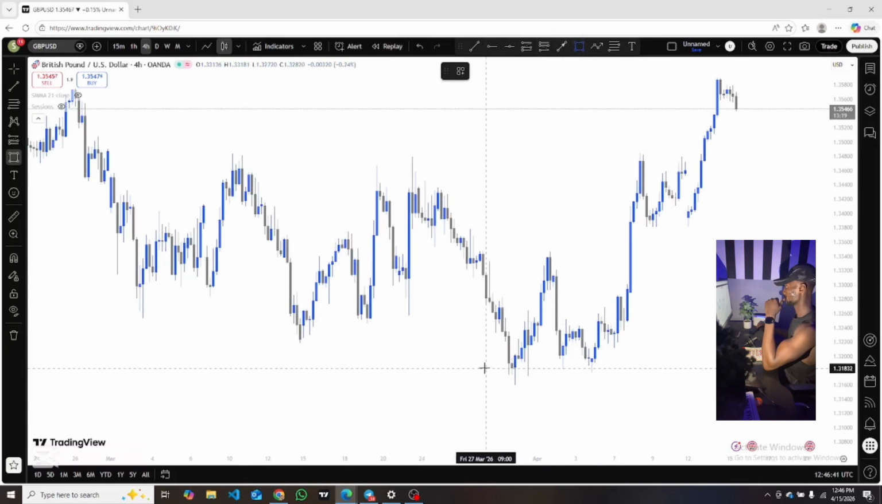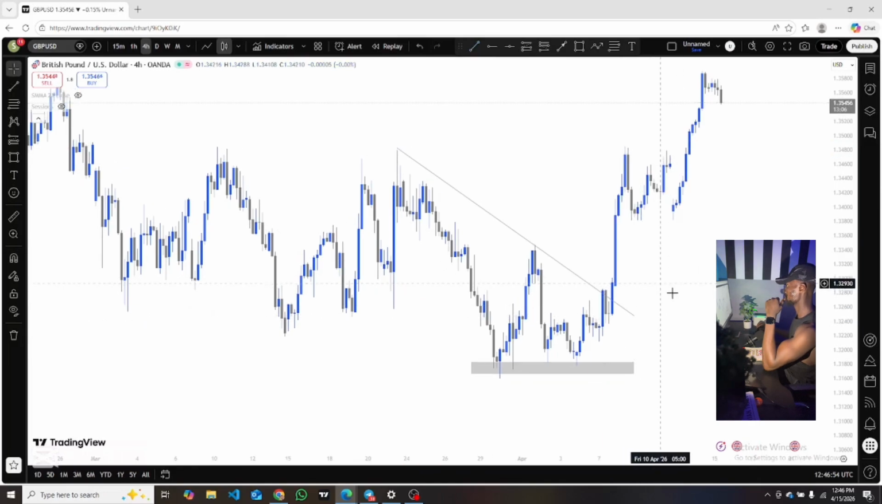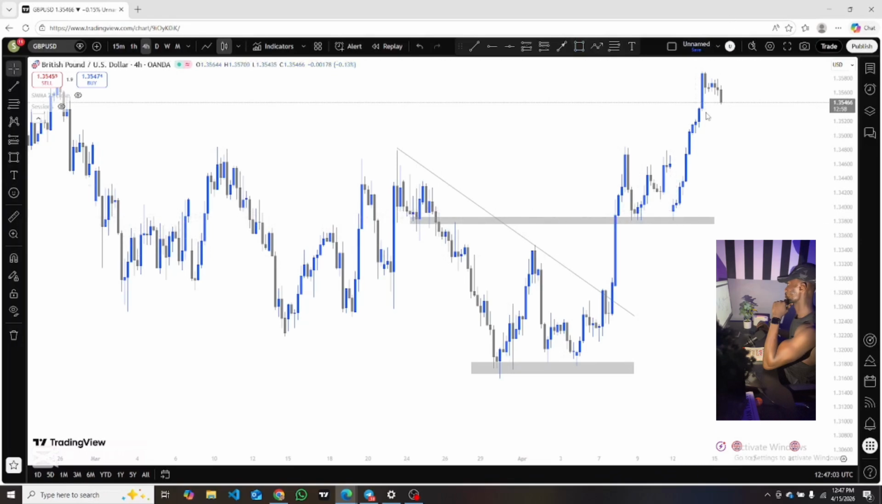First of all, we can mark out this bottom here, and as you can see, GBP USD has broken out of this downward trend line. So we got a breakout of this downward trend line, and also we can mark out this level of support over here. This is the reason GBP USD moved aggressively to the upside, because of the second touch of this level of support.